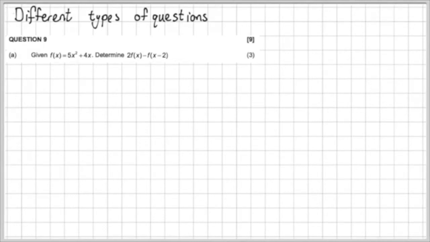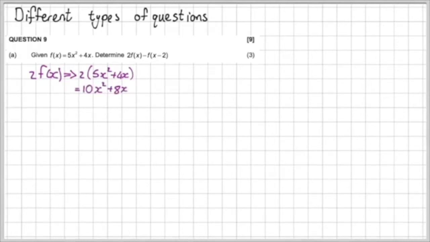So what I like to do is break up the question into its two separate parts. So I'm going to look at 2f(x) and f(x minus 2). Let's have a look at what that actually means. If I start by looking at 2 times f(x), it means take the whole function and multiply it by 2, because there's a 2 in front of it. So in other words, that's going to become 10x squared plus 8x.